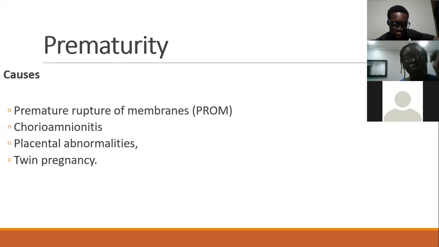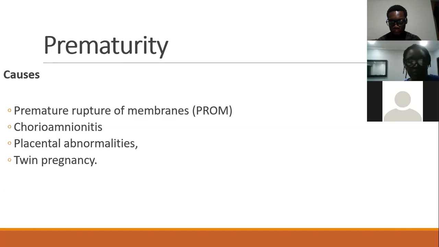You can have premature rupture of the membranes around the baby. You can have infection of the membrane, so that's called chorioamnionitis. You can have abnormalities with the placenta, which will cause the woman to go into premature labor, or twin pregnancy. The etiology behind twin pregnancy causing prematurity is that because there are several babies, they cause uterine crowding, and then the uterus becomes bigger than if it were carrying just one, and that would stretch the muscle and cause contractions to occur.